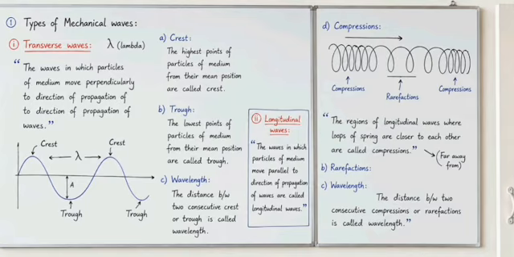Now we will see what is wavelength. Wavelength means length of wave. And the distance between two consecutive crest or trough is called wavelength of transverse wave.